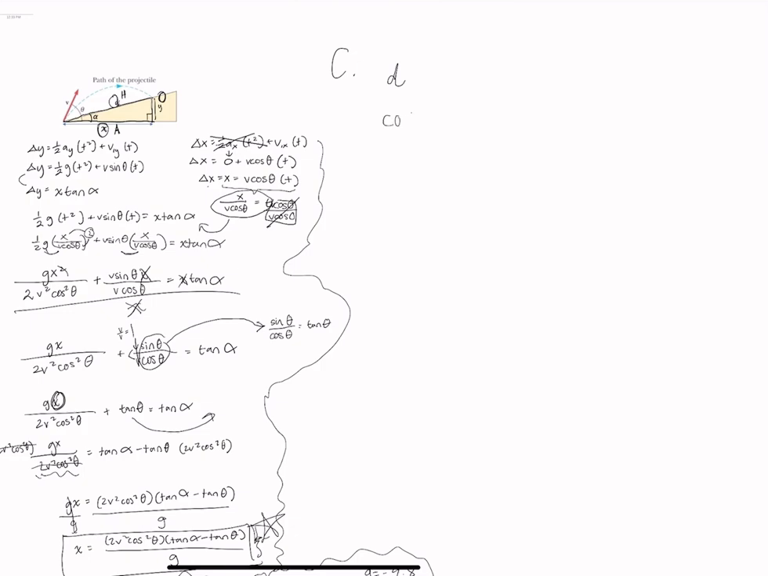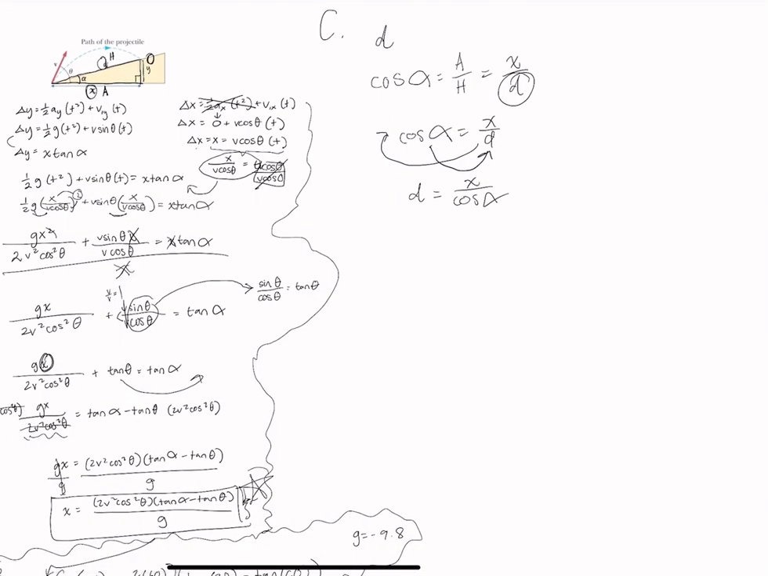So we can start by making true statements. Cosine of alpha is equal to adjacent over hypotenuse, or x over d. We want to isolate for d, so what we can do here is bring this d up by multiplying and bring this cosine down by dividing over. So we're basically just switching their spots to isolate for d. And since we solved for x down here, we can plug this formula into this x.